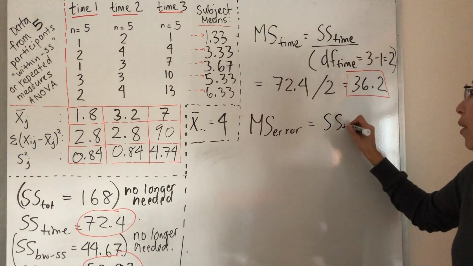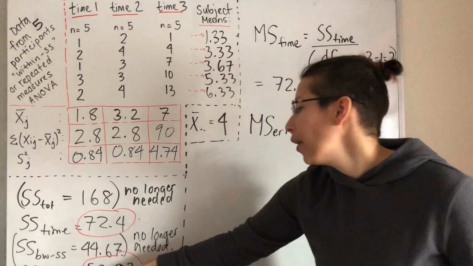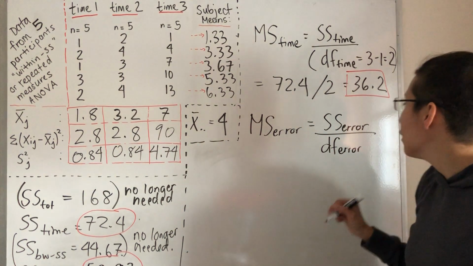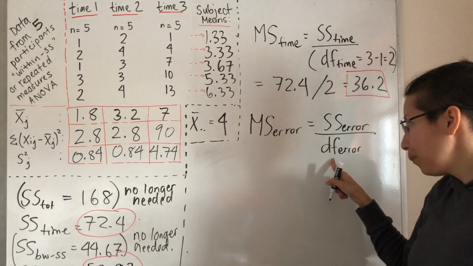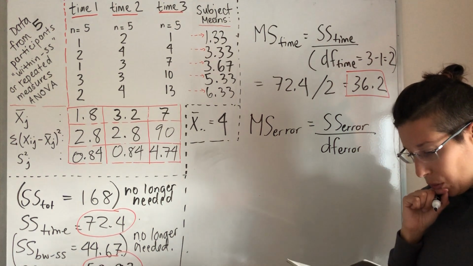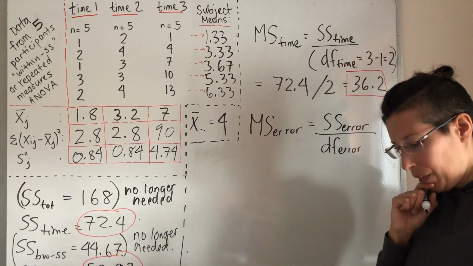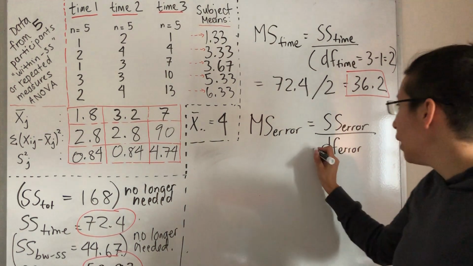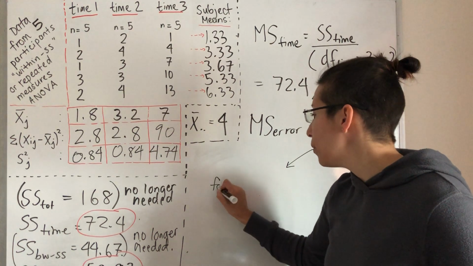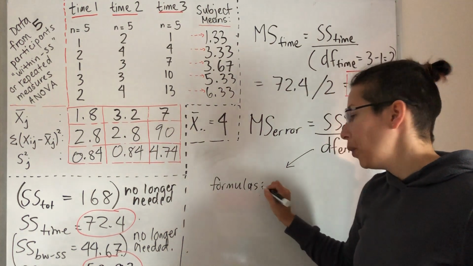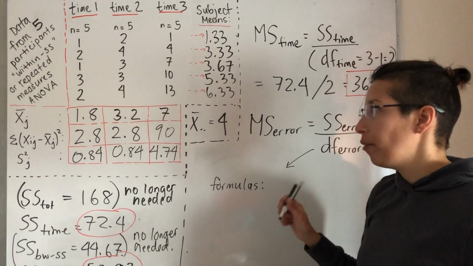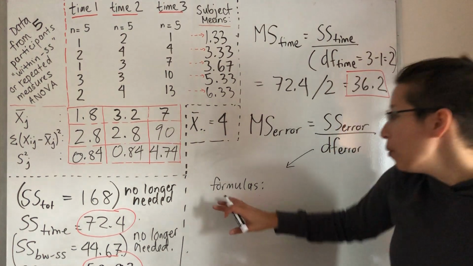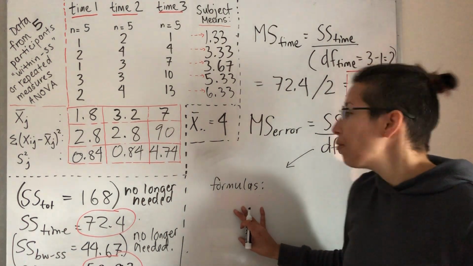That's going to equal the sum of squares of the error, or the error variance, and we're going to divide that by the degrees of freedom for the error. And the degrees of freedom for the error, that's tricky. We need help for that now. Okay, there's a formula for this. This is one of those tricky ones. Whenever you have a within subjects design or anything fancier, try to appeal to the formulas for the degrees of freedom of the error.